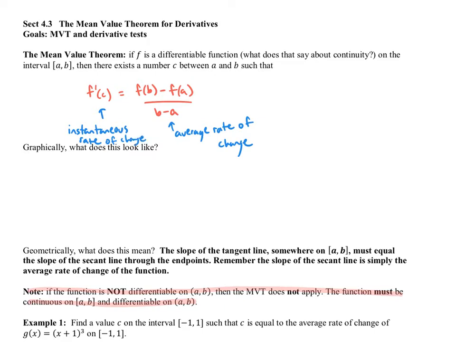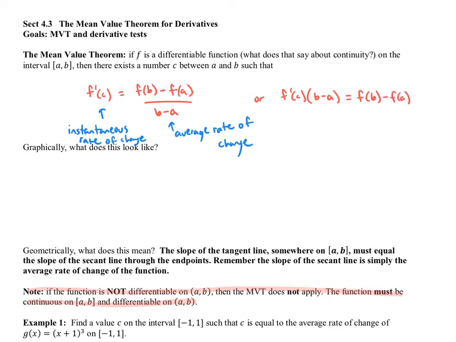So the instantaneous rate of change is equal to the average rate of change for some value on the interval, as long as f is differentiable. You may also see this written as f prime of c multiplied by b minus a equal to f of b minus f of a.